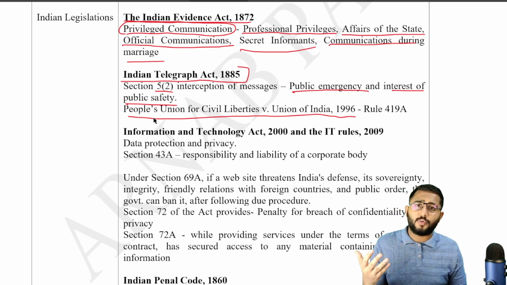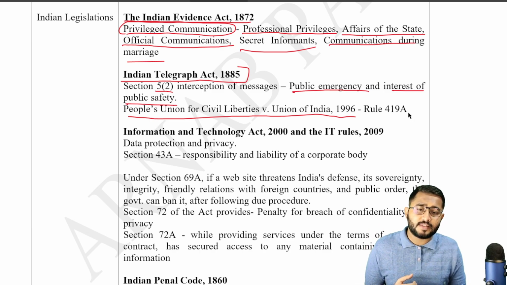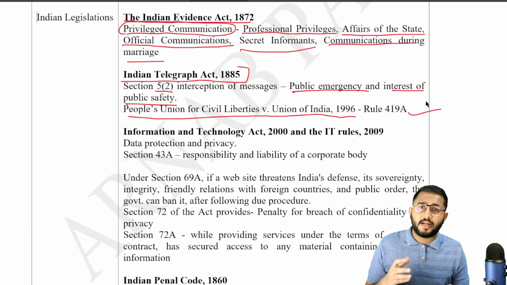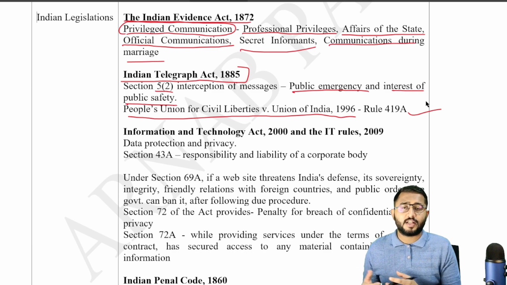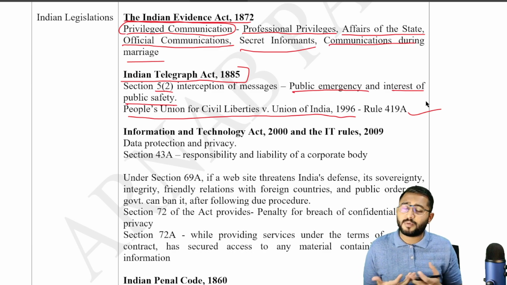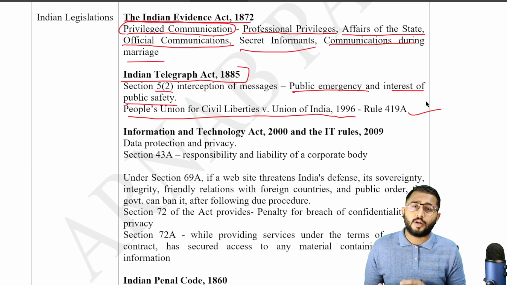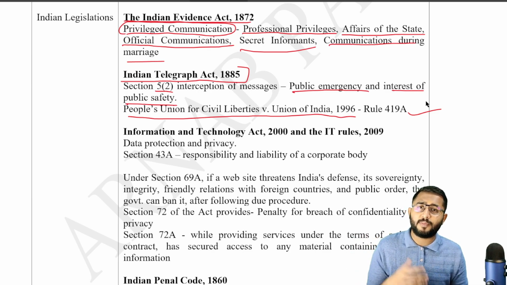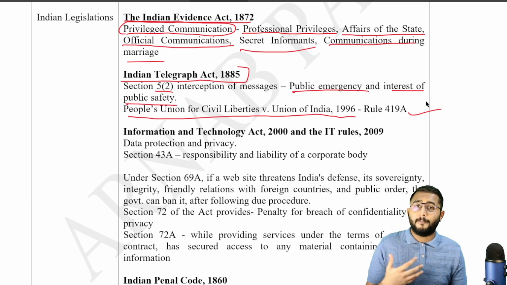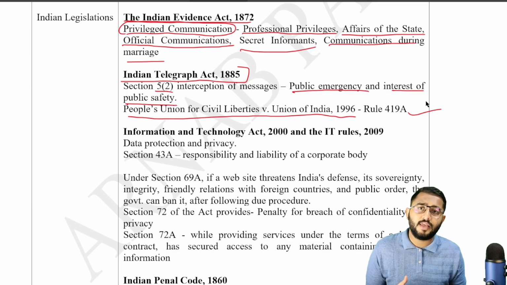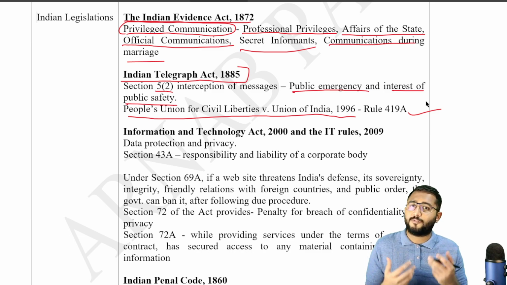ये चीज बहुत बार हुई थी. इनफैक्ट इसी की वजह से ये केस आया था. This came through a PIL that one of the politicians had gone to the Supreme Court and said, this is breach of my privacy. My telephonic conversations are being recorded, are being surveilled, and are being watched by people that I don't want. And even though I myself am not jeopardizing any public safety or public interest of public safety, my phone is being tapped.